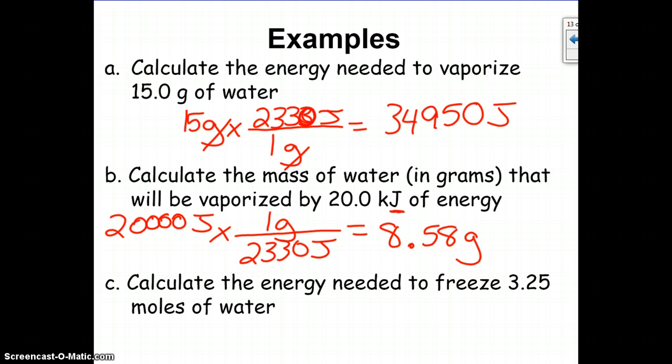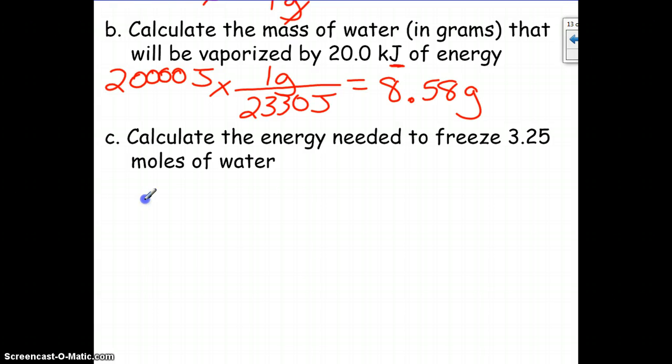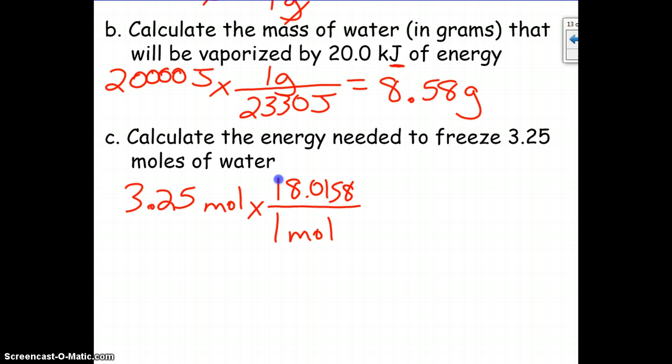All right, now the last one asks us to calculate the energy needed to freeze 3.25 moles of water. Well, we're starting in moles, so that does give us one extra step because our conversion factor is in grams. So we'll need to put the molar mass of water on top so that we can get grams, and then we can set up our conversion factor. So 1 gram will be on bottom.